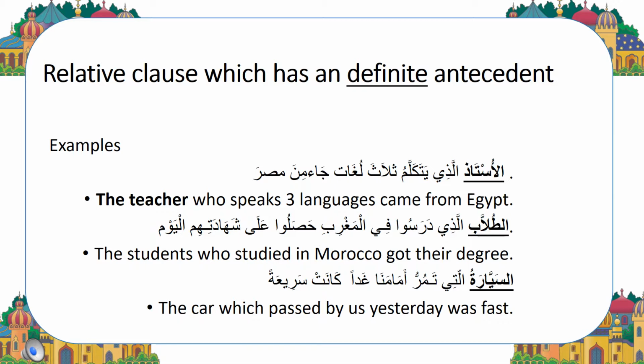Let's look at the following examples. الطلاب الذين درسوا في المغرب حصلوا على شهادتهم اليوم. In this example, الطلاب is the antecedent, and الذين is the relative pronoun. We have another example. السيارة التي تمر أمامنا غدا كانت سريعة. In this example, السيارة is the antecedent and it is definite, and the relative pronoun that comes after it is التي. So it is a relative pronoun that is in agreement with the antecedent, which is السيارة in this example.